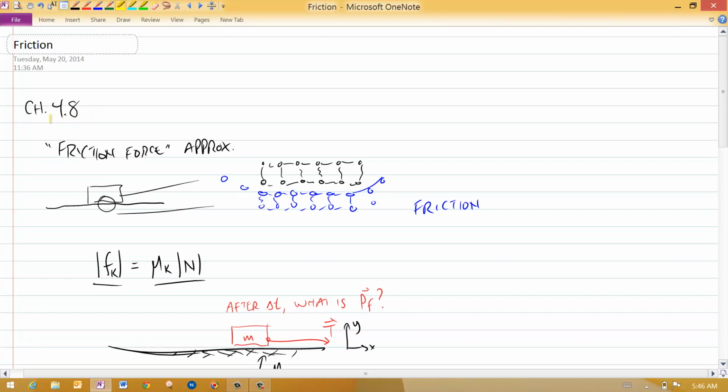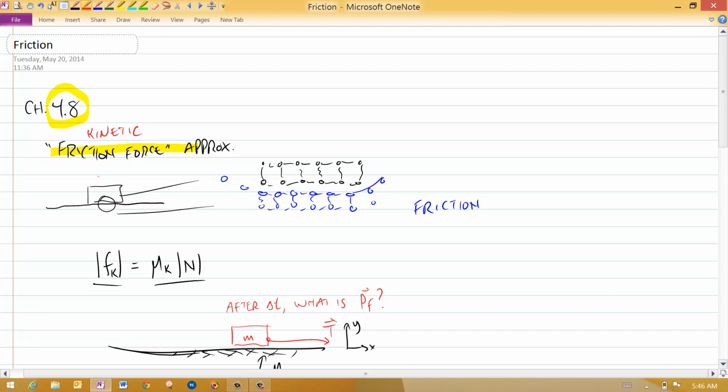So again, I want to talk to you about, in Chapter 4, Section 8, the kinetic friction approximation. Friction in the ancient world was considered to be one of these fundamental interactions. Every piece of matter had a fundamental interaction that caused it to slow down, and that is not what we know today. Friction is a consequence of the fact that matter is made from atoms.